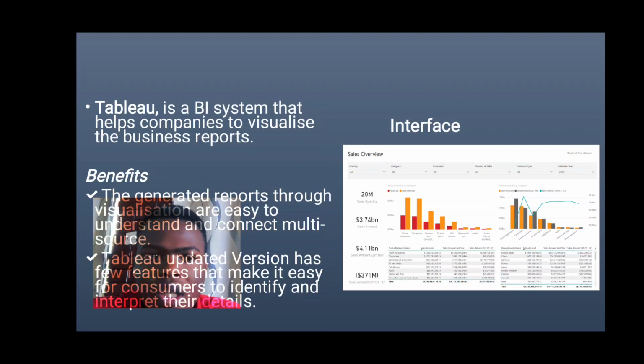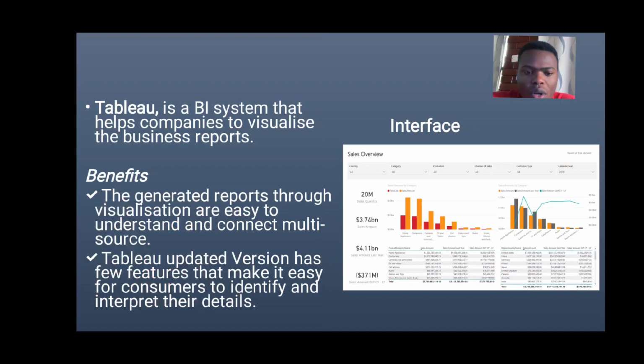For example, as shown here with the different, now this is their interface. This is defined as a BI system that helps companies to visualize the business reports. So you can see it now. You can easily report. For example, here we are seeing the home appliances and the amount they cost. So we have total cost and then the sales amount. So you find that this helps you to easily report how your business is working. We have the promotion, the channel, and the year.